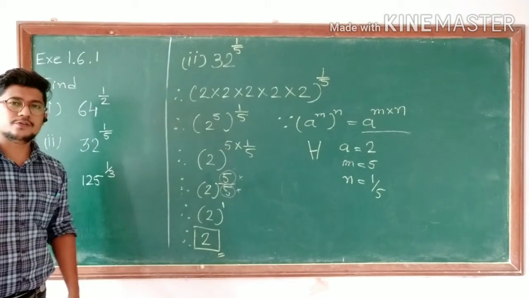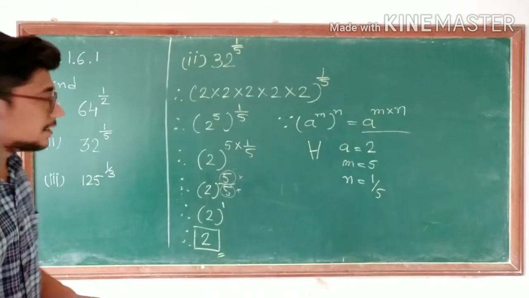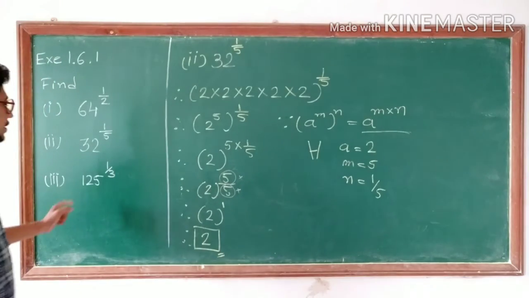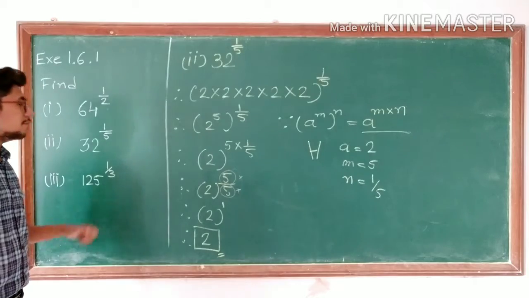I think this question is also very easy, so do it fast. And now we are moving to the third question, that is 125 power of 1 upon 3.